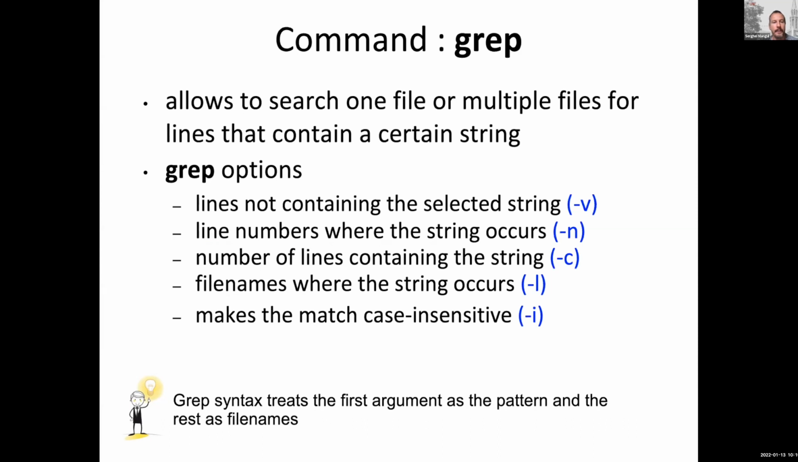Then there are several options, right? For example, you can find the lines not containing the word apple with -v. -n will tell you the line numbers where the word apple occurs. -c will count the number of lines which have the word apple. Then you can say -l, which gives you the file names, because you can search multiple files. And then you can make that search case insensitive, meaning you don't care about capital letters. For example, if you think somebody made a mistake and forgot to put a capital letter in your first name or last name, you can still find yourself by doing -i.